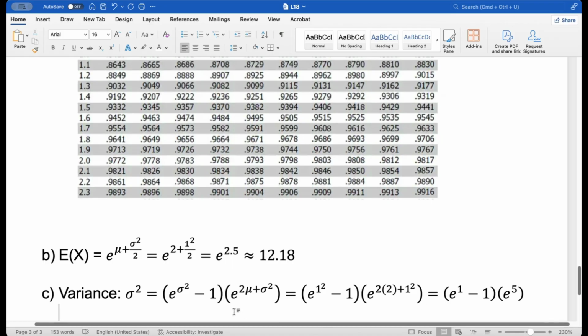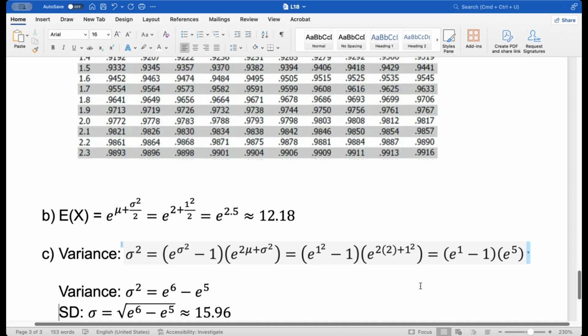Variance is e to the sigma squared minus 1 times e to the 2 mu plus sigma squared. So it's e to the 1 squared minus 1, and then e to the 2 times 2 plus 1 squared. So that's e to the first minus 1 times e to the fifth. Distribute that through, it's e to the 6 minus e to the fifth. And then for the standard deviation, you take the root of that. The standard deviation is 15.96.